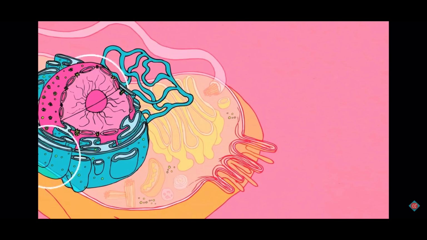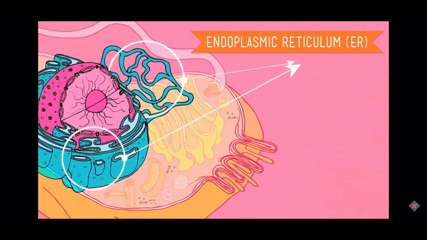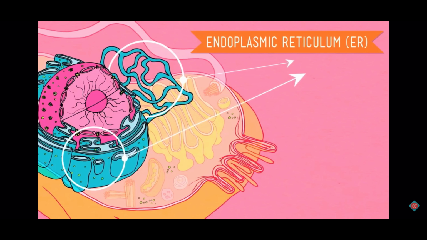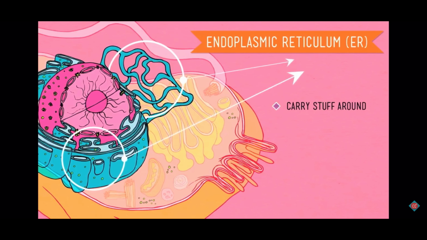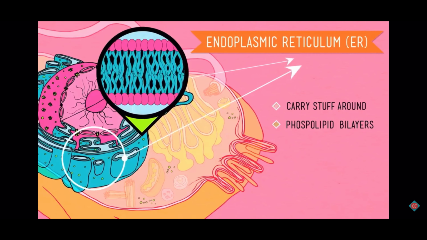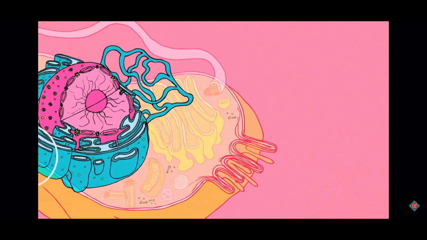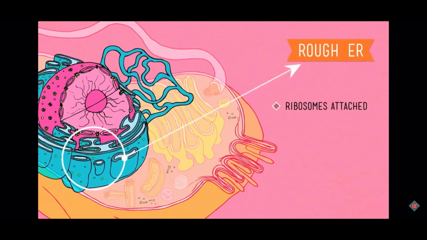The endoplasmic reticulum, or just ER, are organelles that create a network of membranes that carry stuff around the cell. These membranes are phospholipid bilayers, same as in the cell membrane. There are two types of ER. There's the rough and the smooth. Fairly similar, but slightly different shapes, slightly different functions. The rough ER looks all bumpy because it has ribosomes attached to it, and the smooth ER doesn't, so it's a smooth network of tubes.